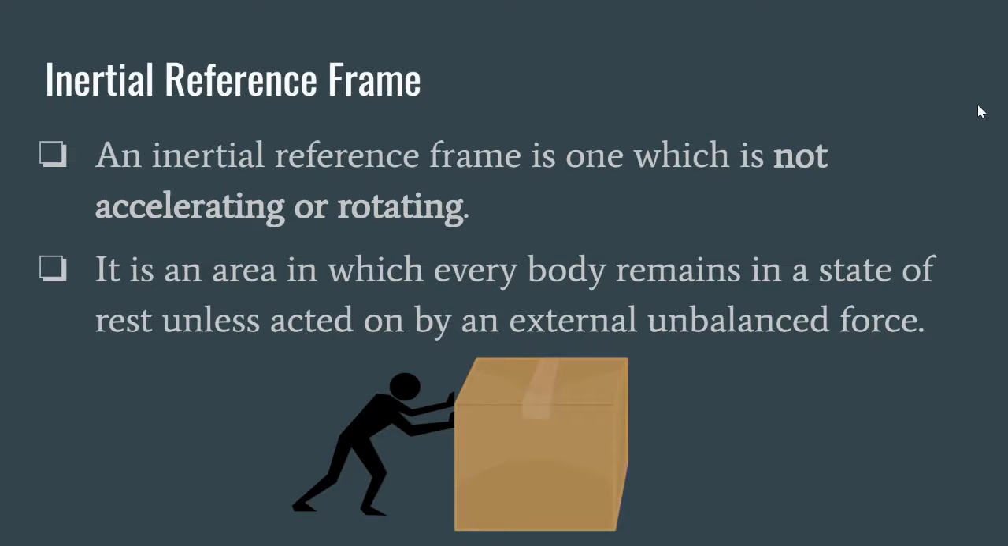An inertial reference frame is one which is not accelerating or rotating. This means it is either at rest or it is in a state of constant motion. It is an area in which every body remains in a state of rest unless acted on by an external unbalanced force.